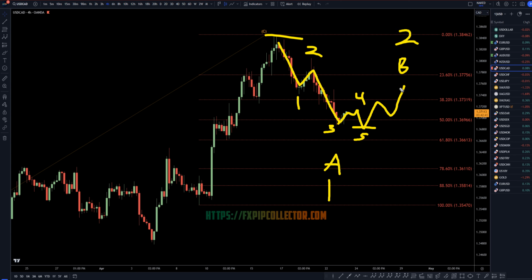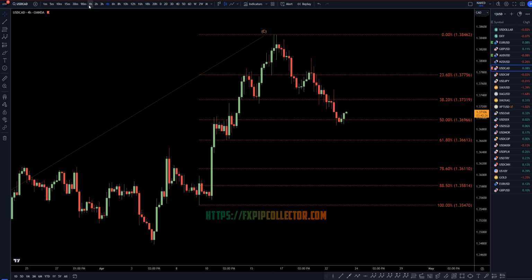Then I'm going to try to go short at the end of the B or 2, and then I'll learn and earn at the same time whether it makes a wave C, which would probably look something like this, and then go back up, or whether it makes a wave 3, which a wave 3 will just keep on making lower lows and lower highs.